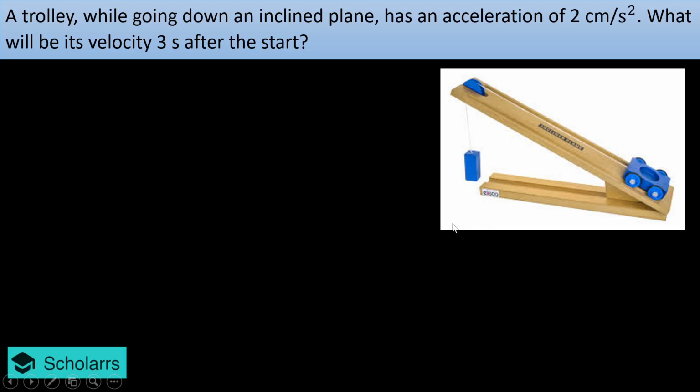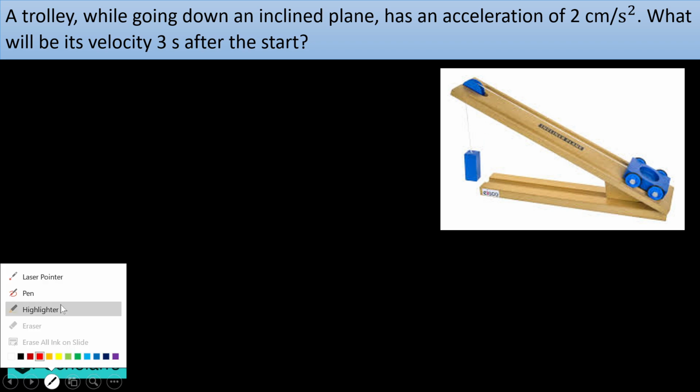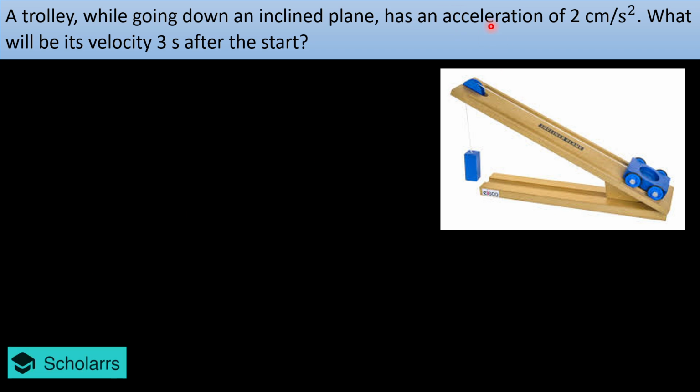In this question, they are saying a trolley while going down an inclined plane. So as you can see, this is basically nothing but an inclined plane. It has an acceleration of 2 centimeter per second square. As you can see, a value is given, they have basically provided you the acceleration.